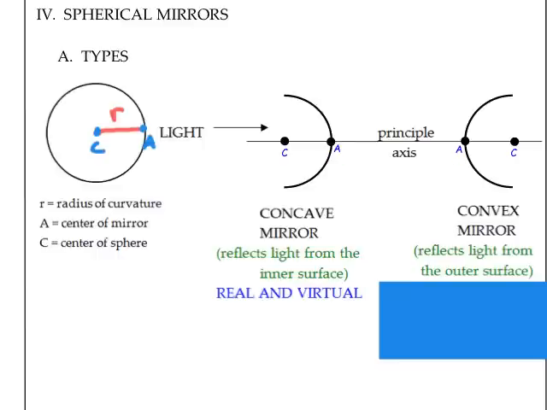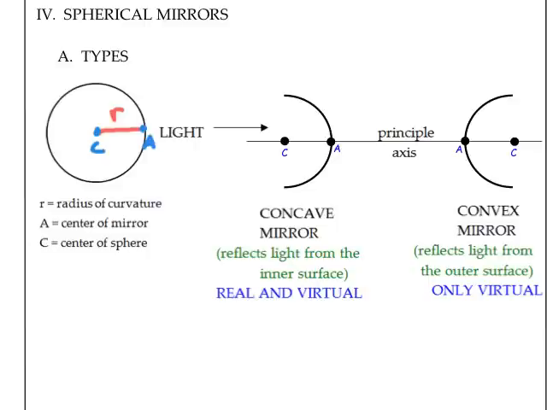On a convex mirror, we are only going to be able to produce a virtual image. So there will be no real images ever in the reflection for a convex mirror. It's only virtual.